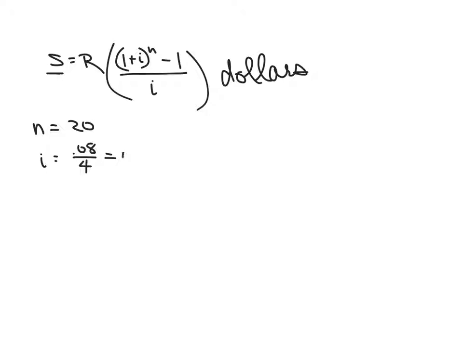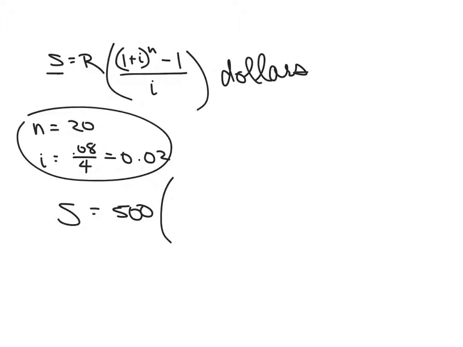And that gives us 0.02 when we do the division there. Okay, so now that we have that information, let's go ahead and write the equation here. And our R is going to be $500. We don't care how often it does it. I mean, this is $500 per quarter, so $2,000 per year, but that doesn't matter. The year stuff shows up with all of this here.